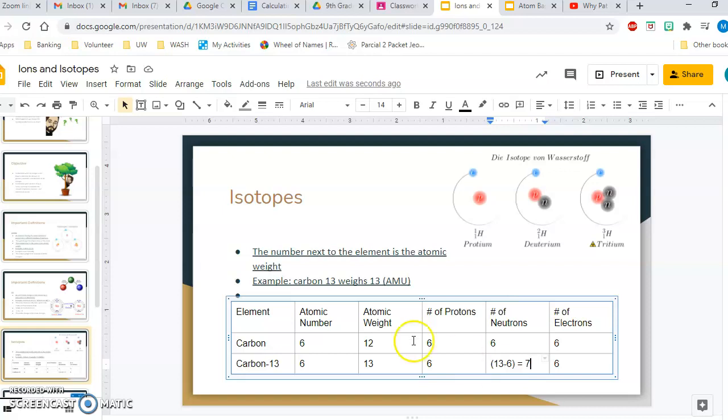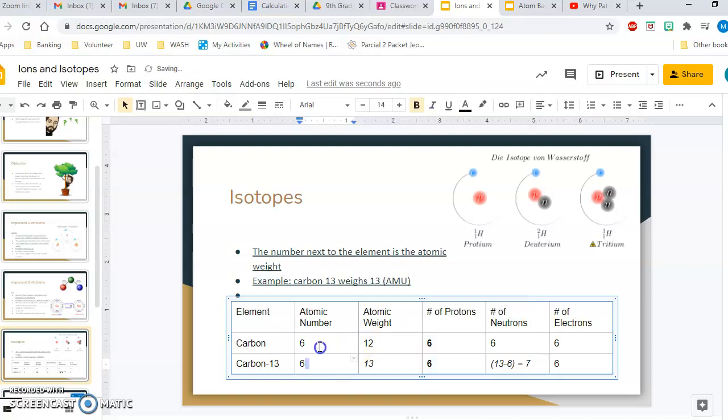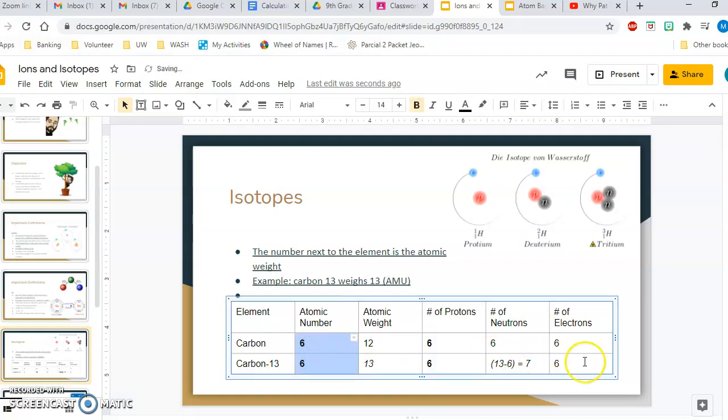So really, all that changed from our normal carbon atom to our isotope is our number of neutrons. The rest of them stayed exactly the same. So we can see our atomic number is the same as it was normally, and our number of protons and electrons are the exact same as they usually are.